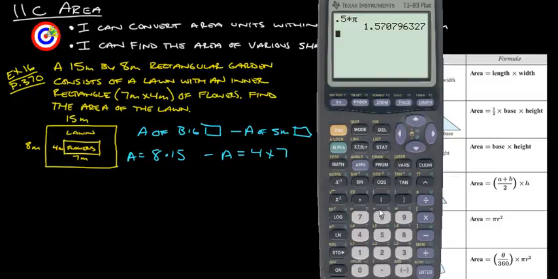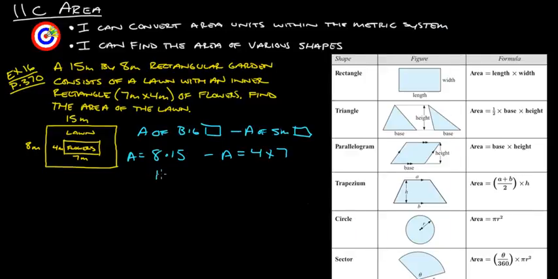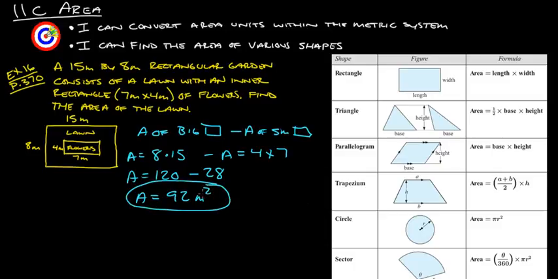So let's see, 8 by 15 gives us 120. So we get 120 minus 28, and we get that the total area should equal what? 92 meters squared, or 92 square meters.